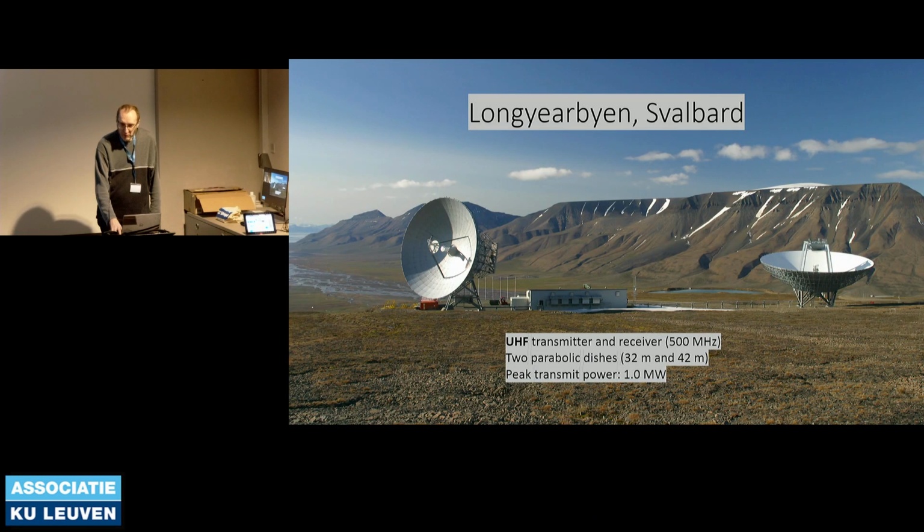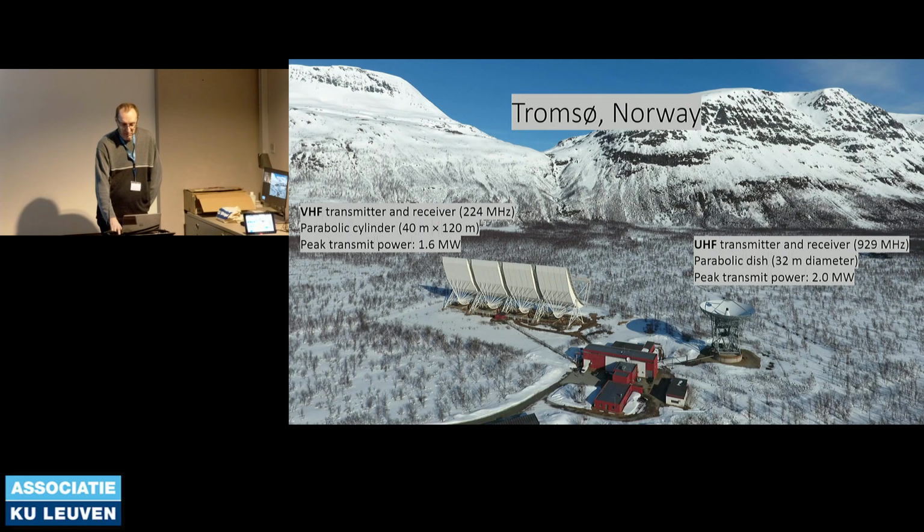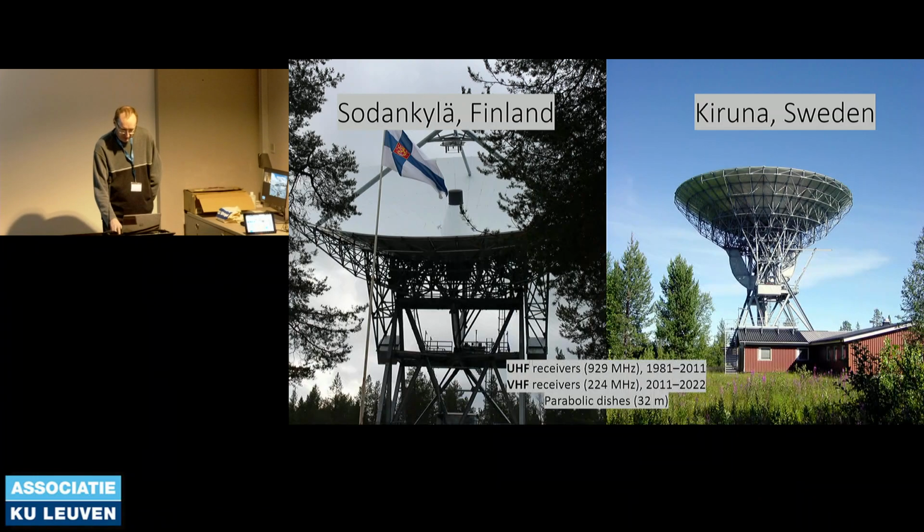And just a little overview of what we have. We have one system on Svalbard with 2 big antennas, 32 and 42 meters. In Tromsø, we have a VHF transmitter, which is very, very big, 40 meters times 120 meters. So it's a football field in principle, and we can tilt it. We also have a UHF transmitter and receiver there.